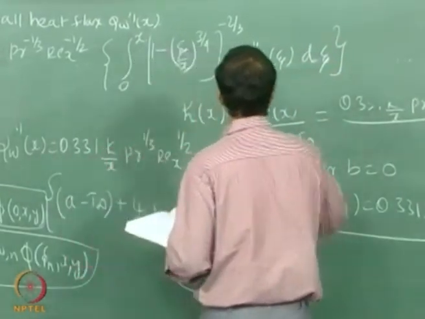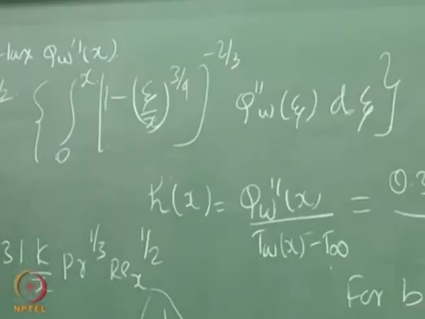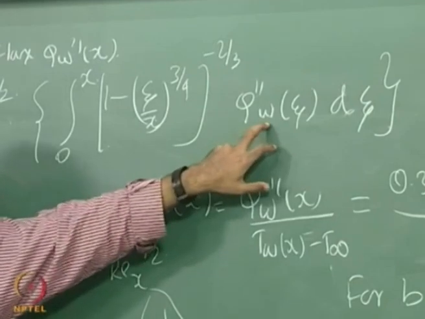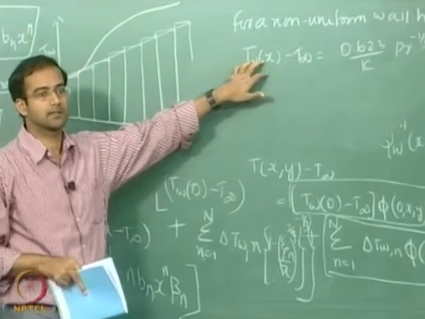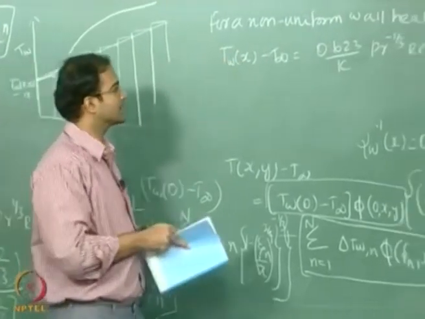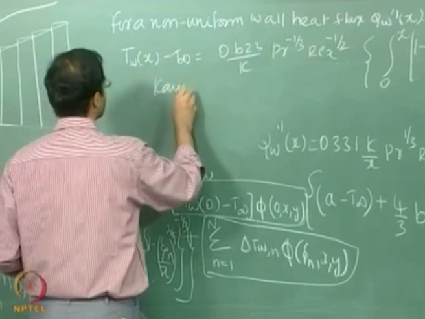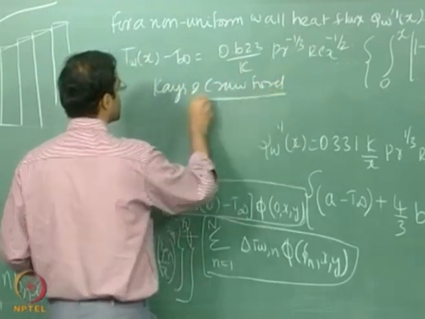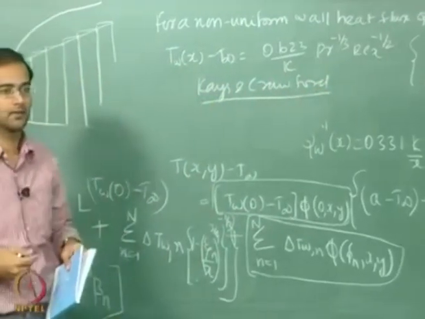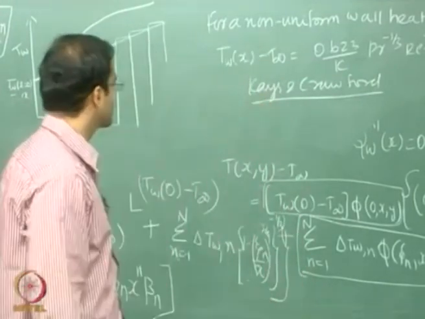Okay, so this is the local variation in the wall flux, whatever you have. So that can be substituted into this and you can get the corresponding wall temperature variation. Okay, so this is given in your textbook, Kays and Crawford. He has also not derived it, but I think there is a reference to some literature where they have done it and they have shown this kind of an expression.